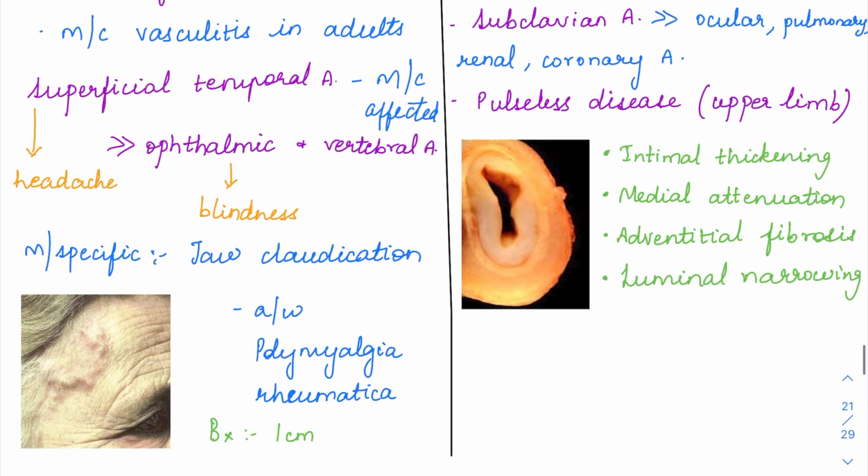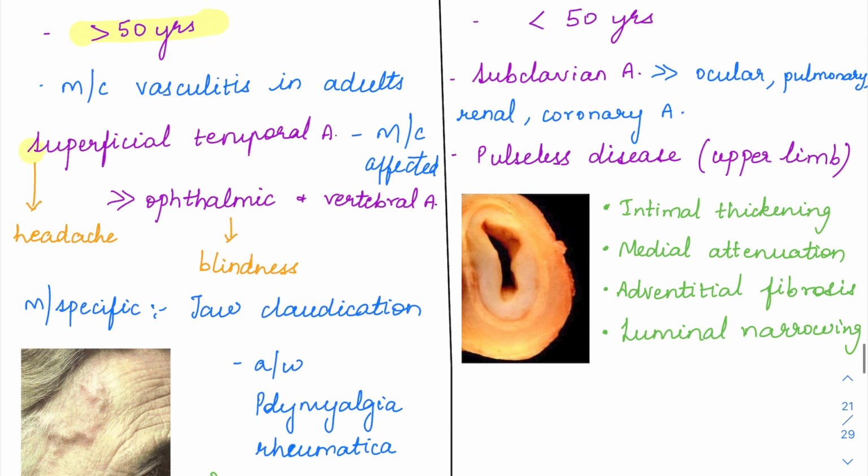The most common vessel involved in giant cell arteritis is the superficial temporal artery. Here the vessels will be quite prominent, thick and nodular. In this image, you can see this artery is very thick and prominent, right? This is a classical feature which we see in giant cell arteritis. When this arteritis is present, there is going to be localized headache at that area. That will be the classical history they'll be giving.